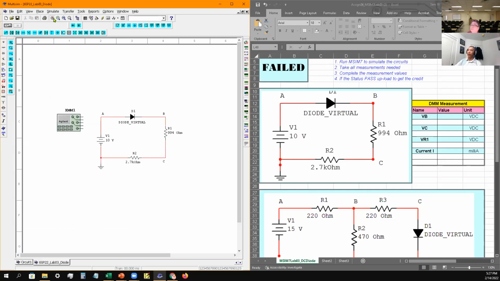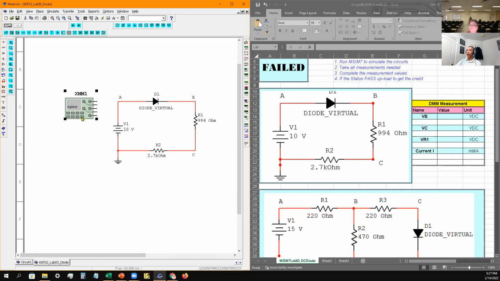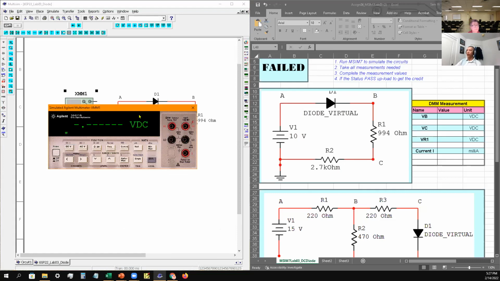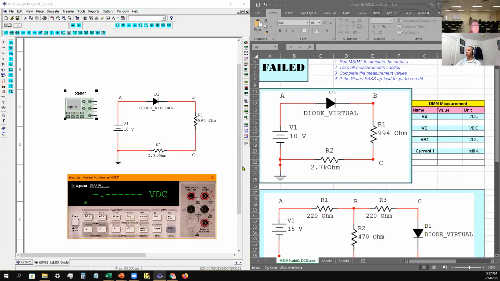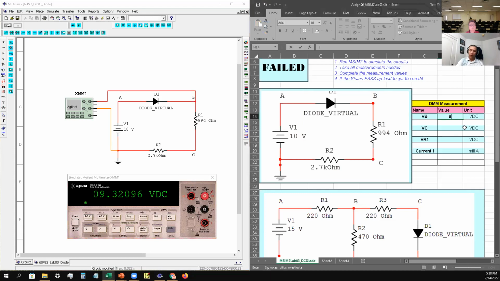Let me zoom in a little bit. What you want to do is turn on your simulation. So we're going to do DC. First one, they want to measure point B. So you want to put the high at point B and the low at common. Then you turn on your simulation and it gives you 9.32. So I turn off my simulation and then I type in 9.32 right here.